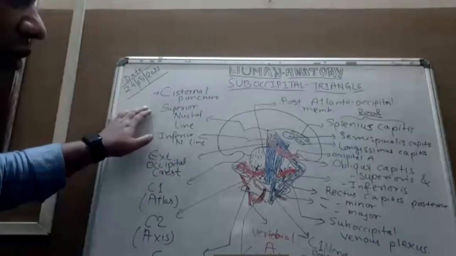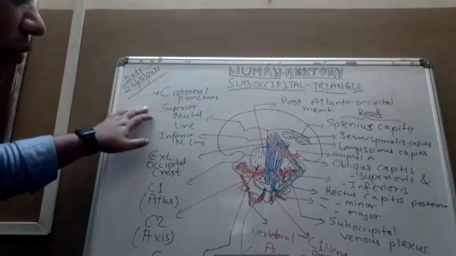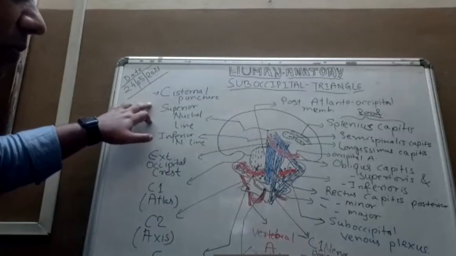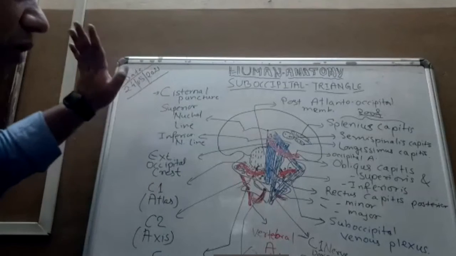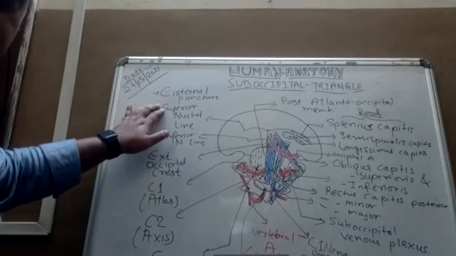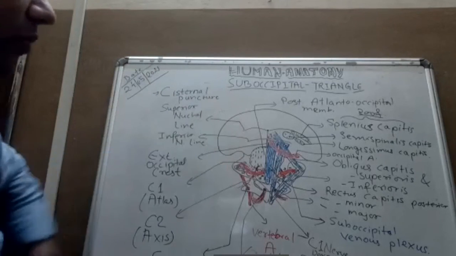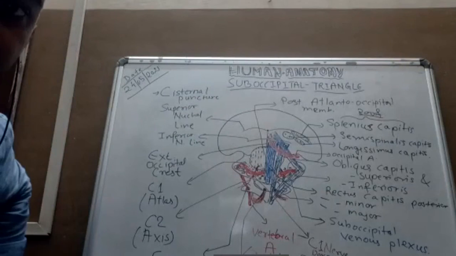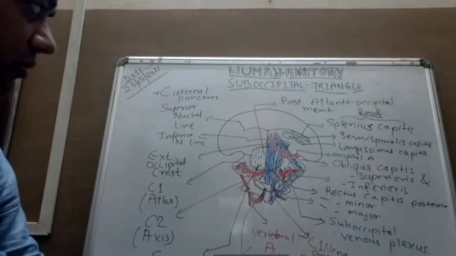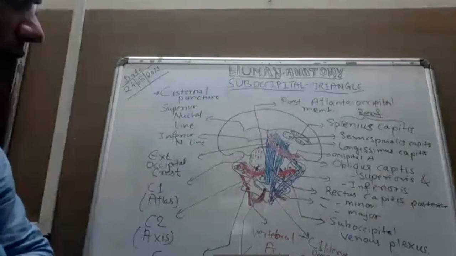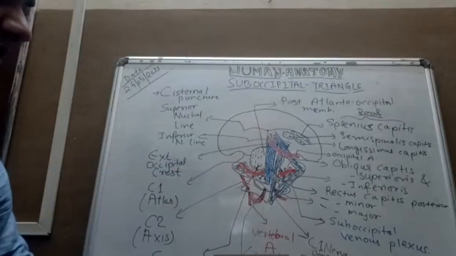Lumbar puncture, if you get the chance to try it, means if you get practice in the medicine ward mainly, you can do the lumbar puncture after permission from the concerned authority in that particular ward. Don't do the cisternal puncture. It is just for your knowledge. That is the applied aspect of the suboccipital triangle. Here you can find the vertebral artery, and you can also find the suboccipital venous plexus present in that triangle.